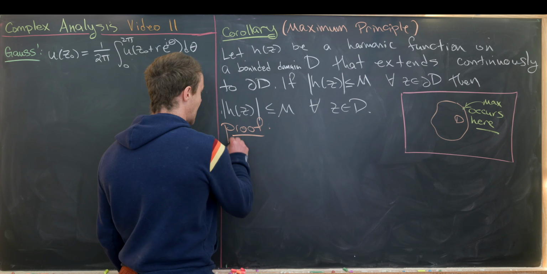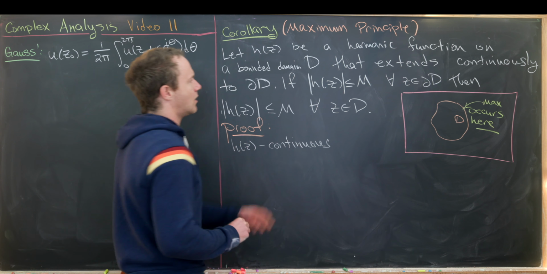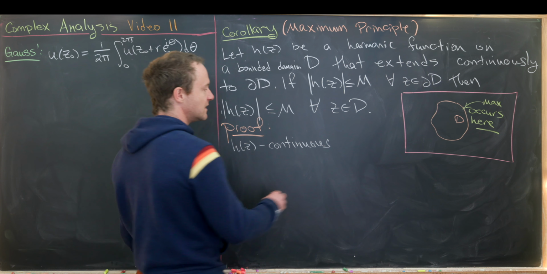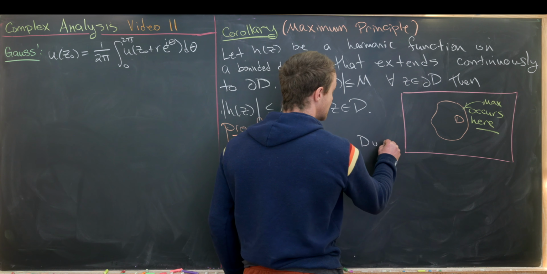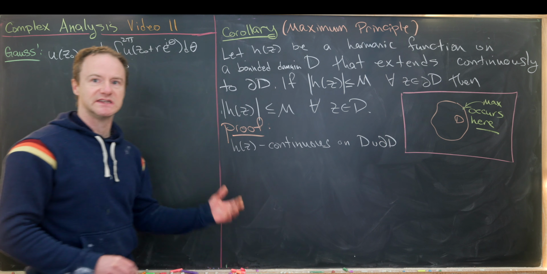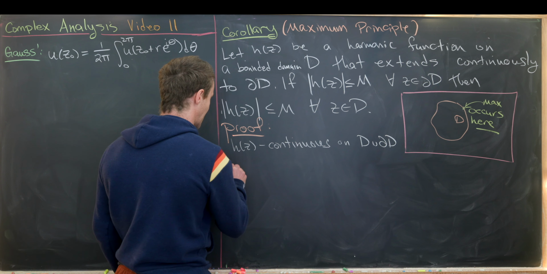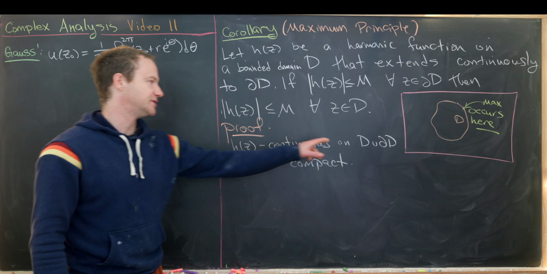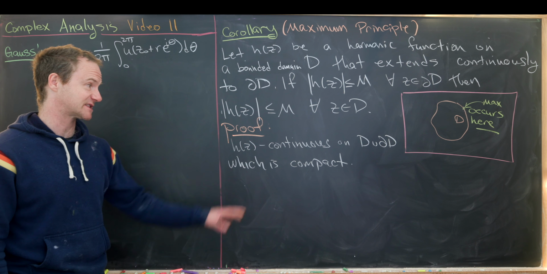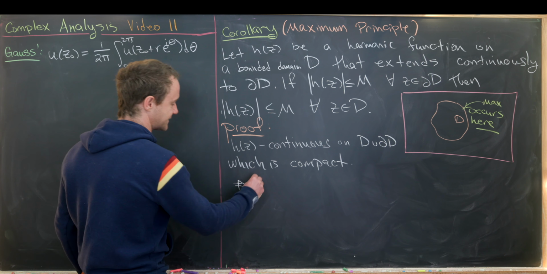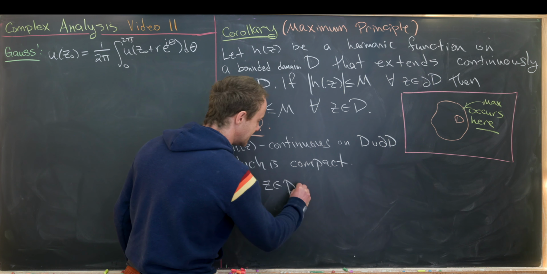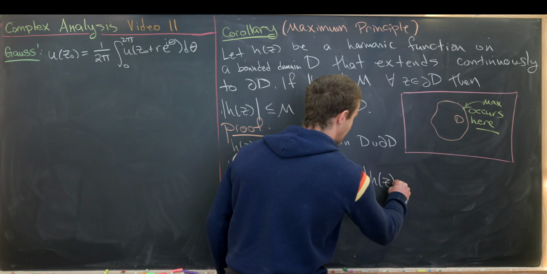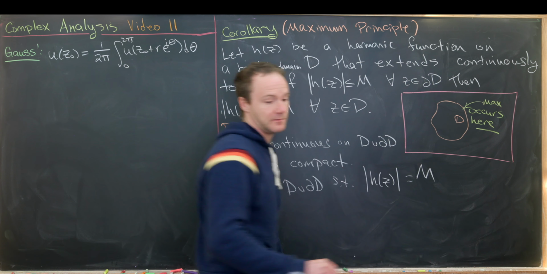So we know H is continuous. Harmonic implies continuous, and then we've got it extended continuously to del D. Furthermore, it's continuous on D union del D, so D including its boundary, which is compact. But the fact that this is continuous and this is compact means it achieves its maximum at some point there. So let's write that as follows. There exists some Z in D union del D such that the modulus of H evaluated at this Z is equal to M.